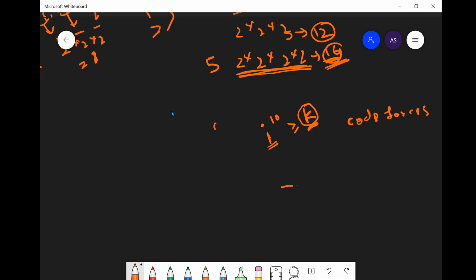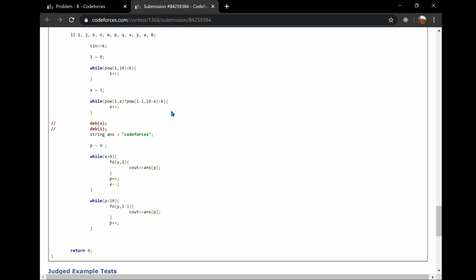So basically there are 10 characters for us: 1 2 3 4 5 6 7 8 9 10. And we have found this i such that if we write all these characters i number of times, then we get k greater than or equal to 0. So here also we can optimize. So how can we do that?